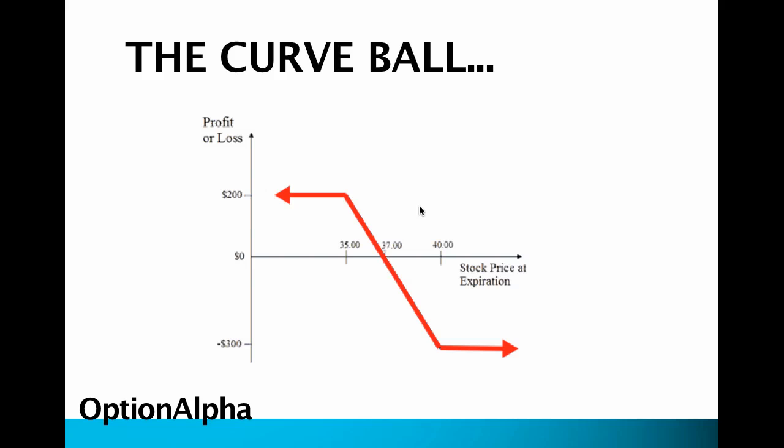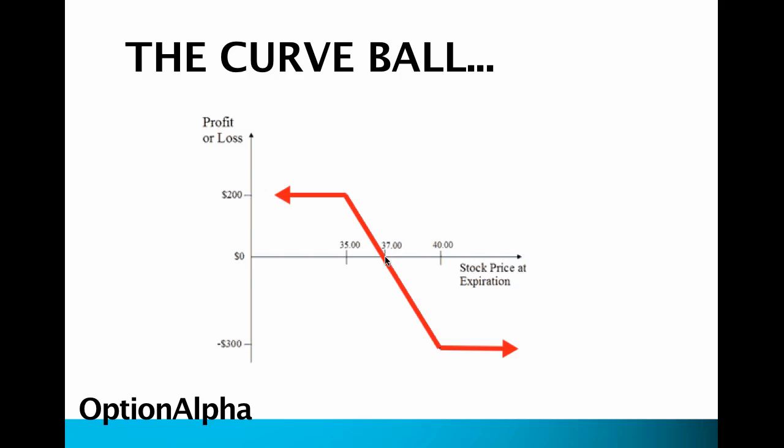So let's throw a little curveball here. This is actually a spread. It's a combination of two different option contracts that create this different diagram that we talked about. In this particular example, what you really want to focus on is just where the strategy makes money. Here's the zero profit loss line, where the strategy makes money at expiration. That's really where you want to focus.